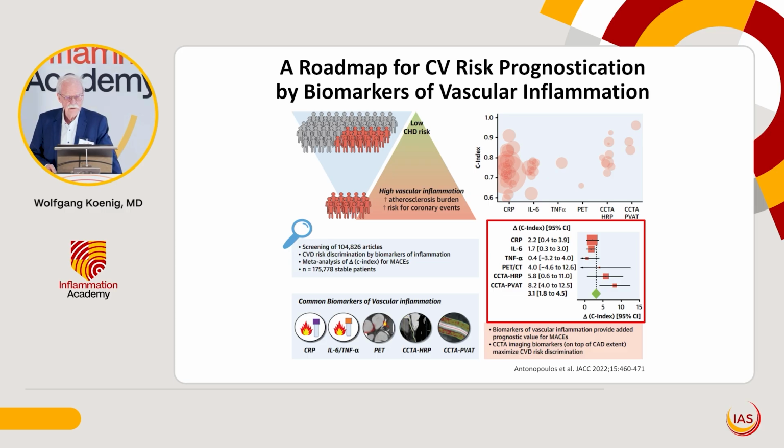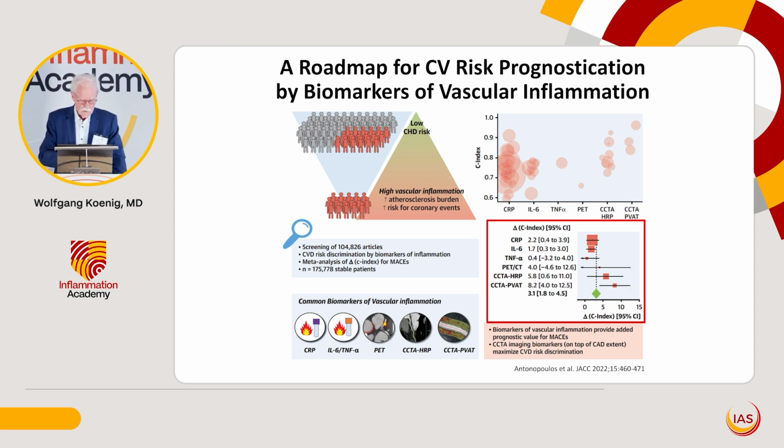And what you can see in this nice overview, published a few years ago by Antonopoulos and colleagues, they focused on CRP and IL-6. You have seen data on both of these markers. And obviously all of these inflammatory markers that are shown here do add in terms of risk prediction. And the marker used here is the delta for the C index.